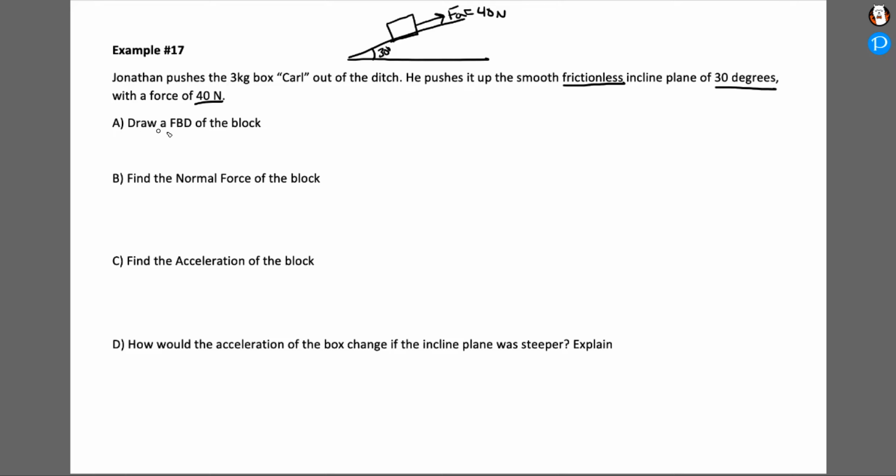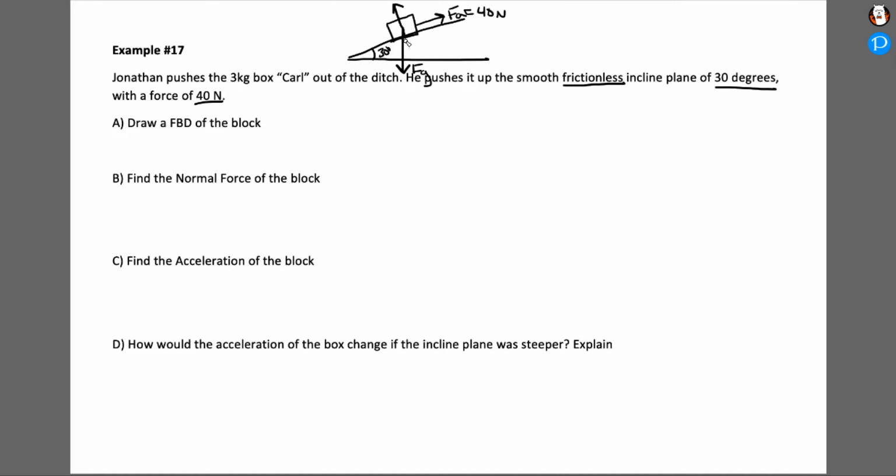First thing is they want us to draw a force diagram. I'm just going to draw it up here. Remember, gravity is going to be pulling straight down. Normal force has to be perpendicular, or at a right angle, to this. So I'm going to draw my normal force at a right angle, perpendicular to this surface. And then remember, we're going to break this force of gravity right here up into two components.